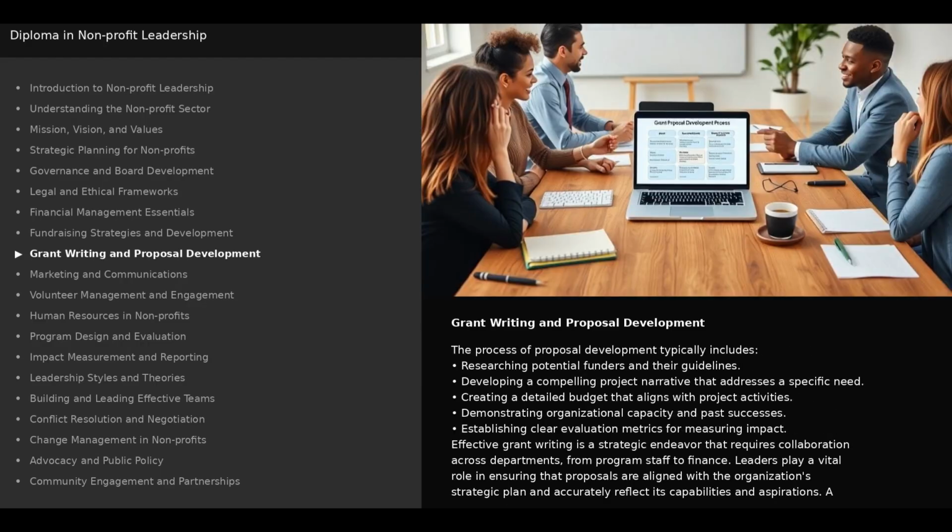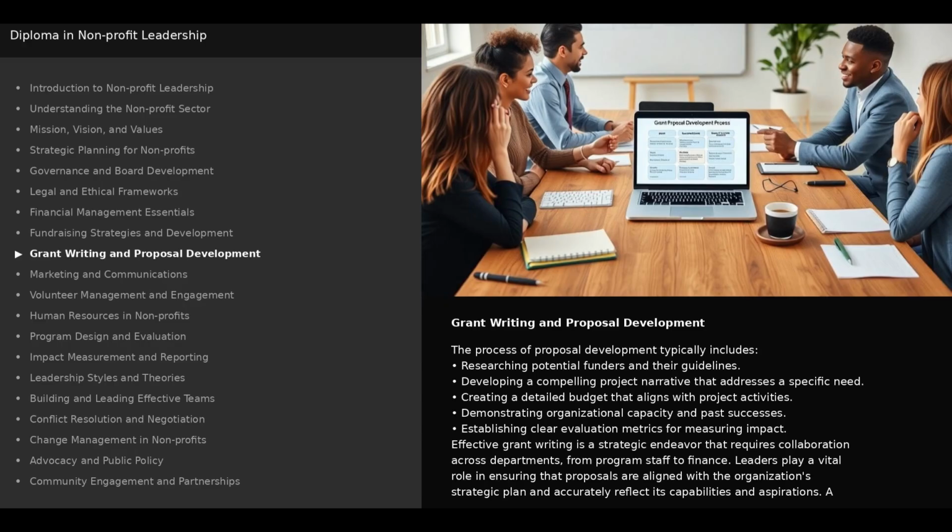The process of proposal development typically includes researching potential funders and their guidelines, developing a compelling project narrative that addresses a specific need, creating a detailed budget that aligns with project activities, demonstrating organizational capacity and past successes, and establishing clear evaluation metrics for measuring impact.